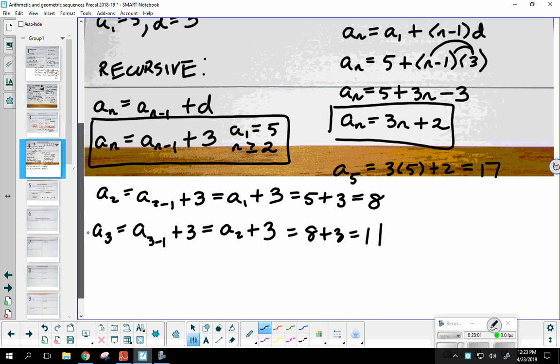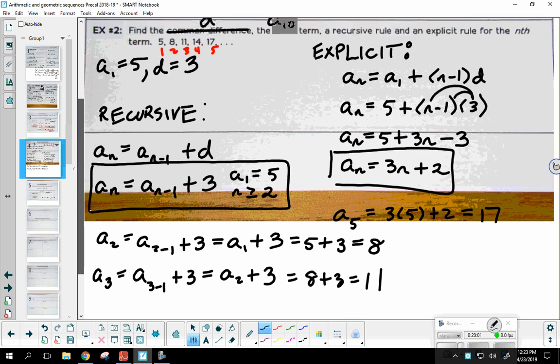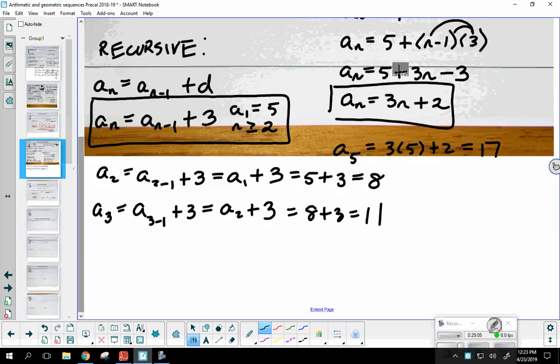So look, are we actually generating the correct sequence? 5, 8, 11? Okay. But see, that's the point. Recursive depends on knowing the previous term. For explicit, you can jump to whatever you want. So how would you like to go ahead and find the 10th term? Recursively or explicit? Explicit. Okay.